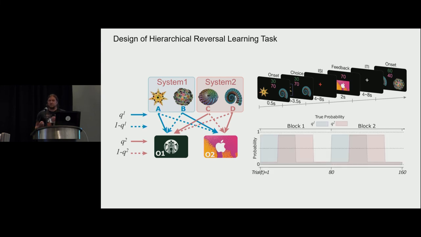We then changed the probabilities that each of these systems were defined by throughout the experiment. So they went through a total of three reversals over the course of the experiment, such that if they first learned that shape A would lead to outcome one and B led to outcome two, that would reverse at some point, and then reverse two more times after that.